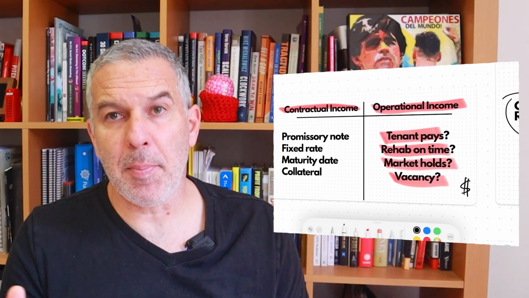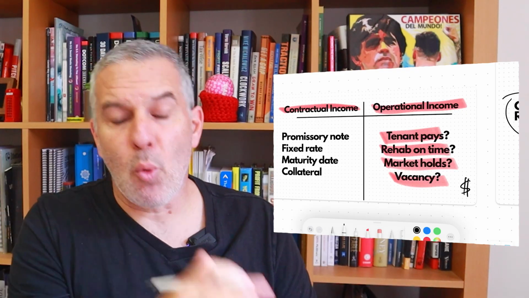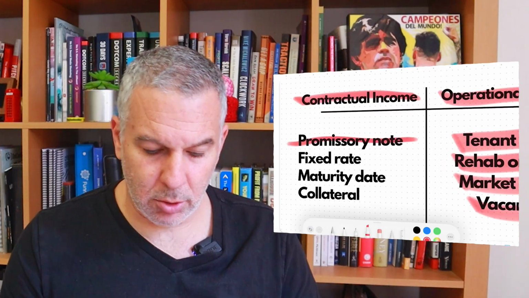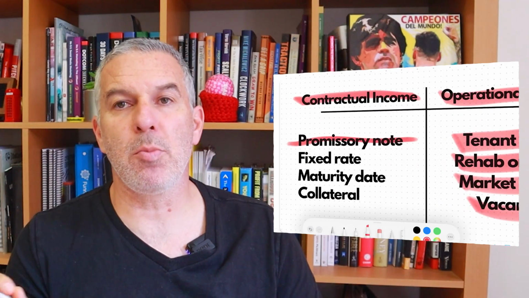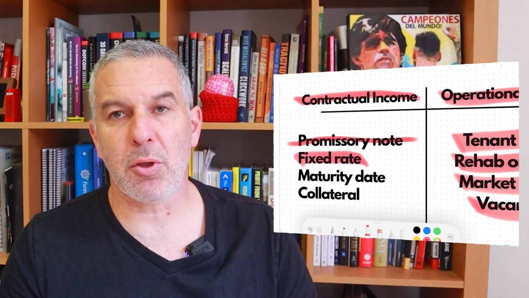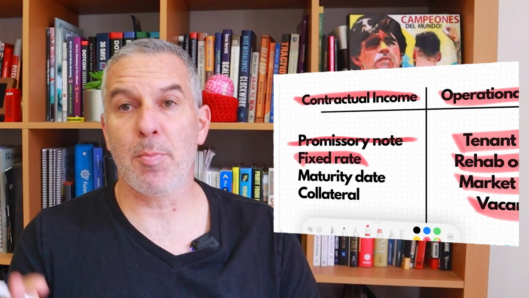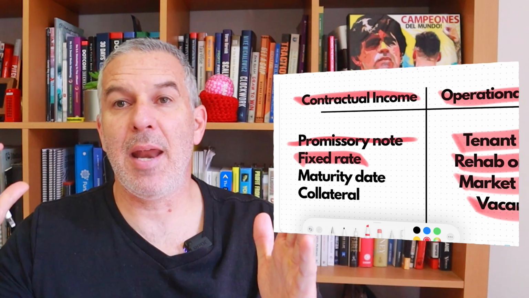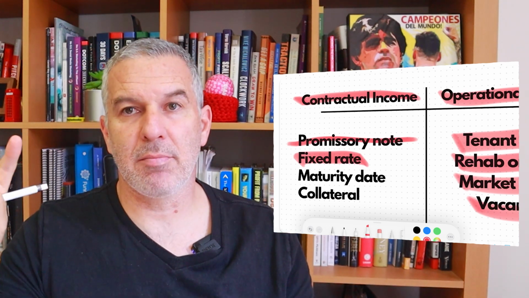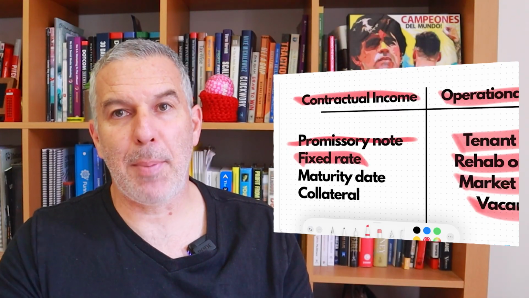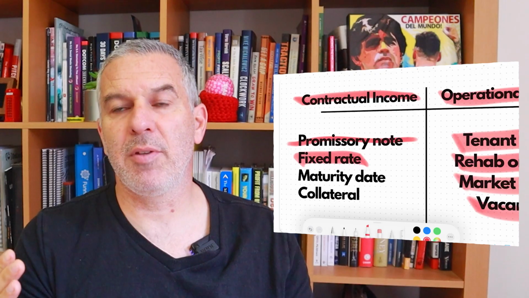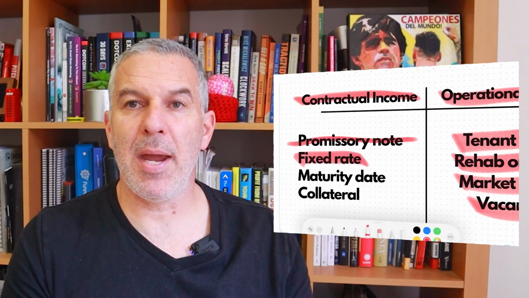That's fine. A lot of people do that, but there is another way to make money, which is contractual income. When you are a lender, there is a promissory note that dictates the terms of the loan and of the payment. There is a fixed rate, usually 12 to 13%. This is what I charge. There is a maturity date, there is a start and end of the loan period. And after this period, two things can happen. Either you get paid off and the money comes back to you, or if the investors need more time, they can pay an extension fee.